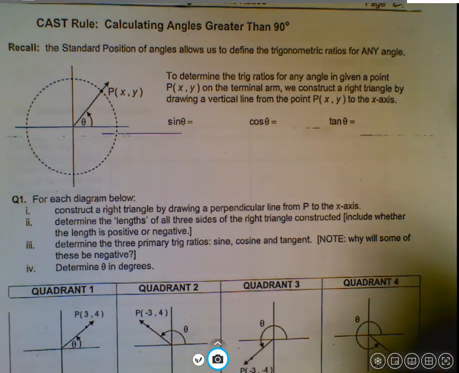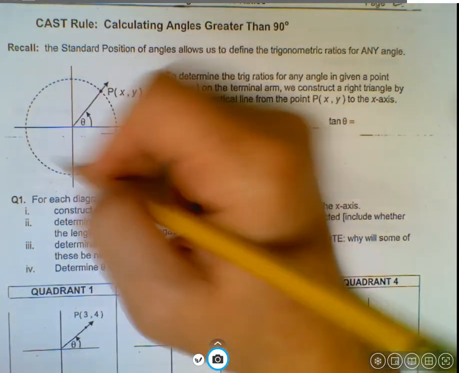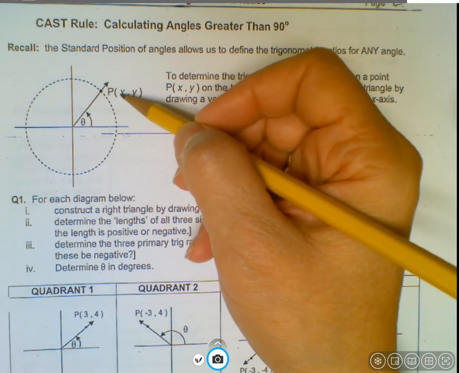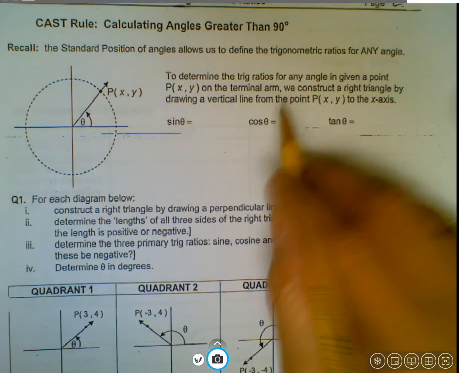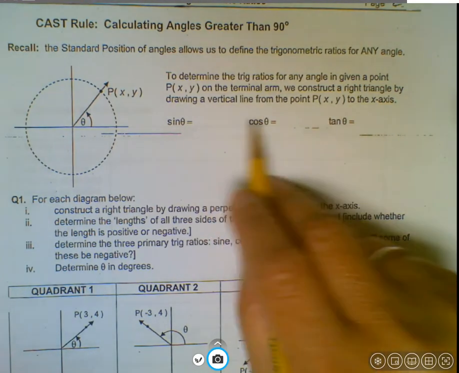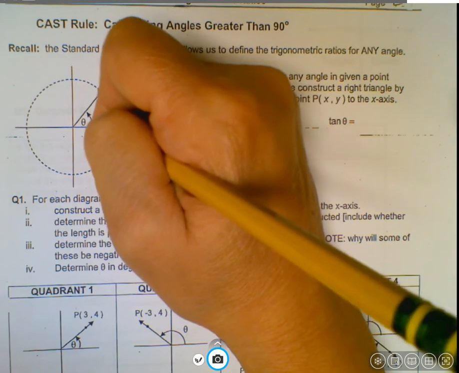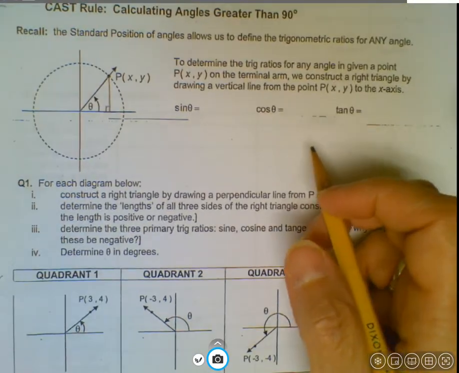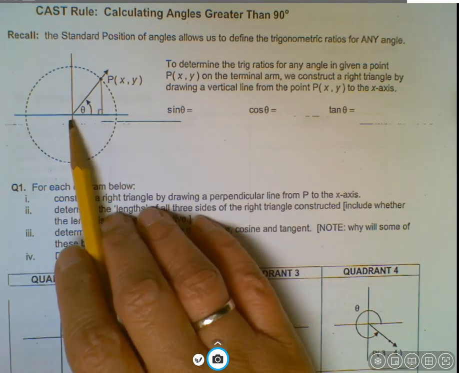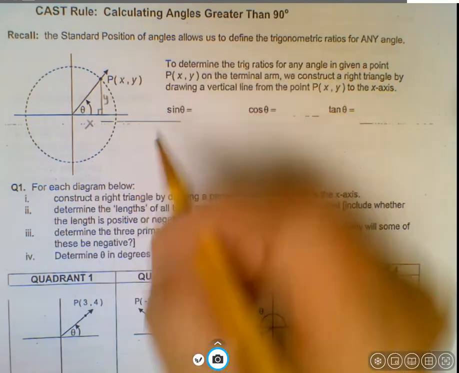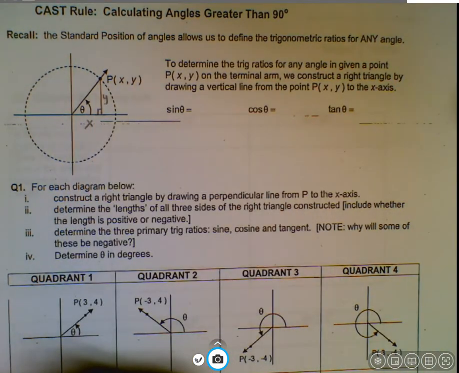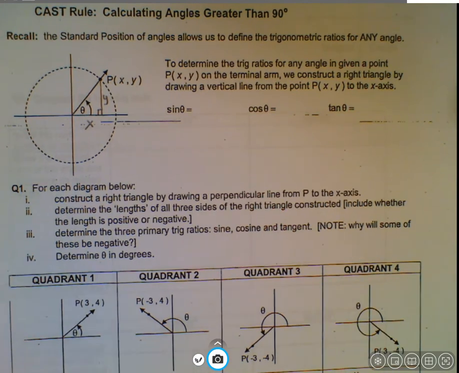All right, so I'm just going to start with this page over here. It shows us a circle, an angle theta, and a point (x, y) that sits on the circle. And it's asking us to construct a right triangle. So I'm going to make a right triangle right there. And it's asking us to label the sides. So from this point to this point is going to be x. And from this point to this point is going to be y. So you're going x units across and y units up. Okay.